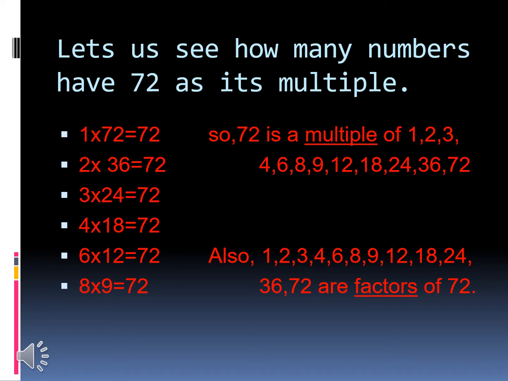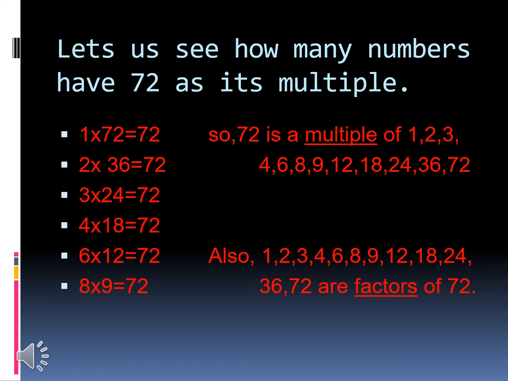Now next after 6, we have the number 7. So 7 tens are 70. It does not divide 72. Next is 8. 8 9s are 72. That is very easy. So 8 9s are 72. You got the multiplier as 8 and the multiplicand as 9. So there comes no number between 8 and 9.